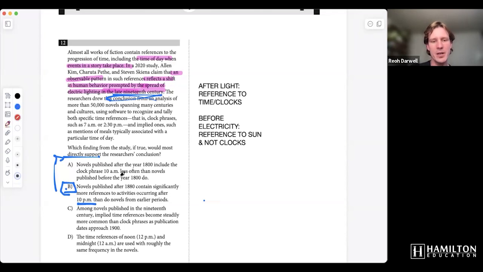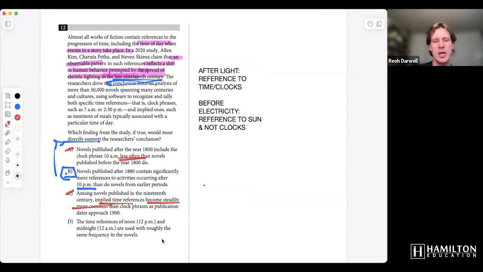So what's wrong in A? Less often. What's wrong in C? That implied time references become more common. Okay, so those are both opposite distractors. And then finally, D doesn't compare before and after, it compares all. So we don't have the right comparisons to make a logically cohesive claim.